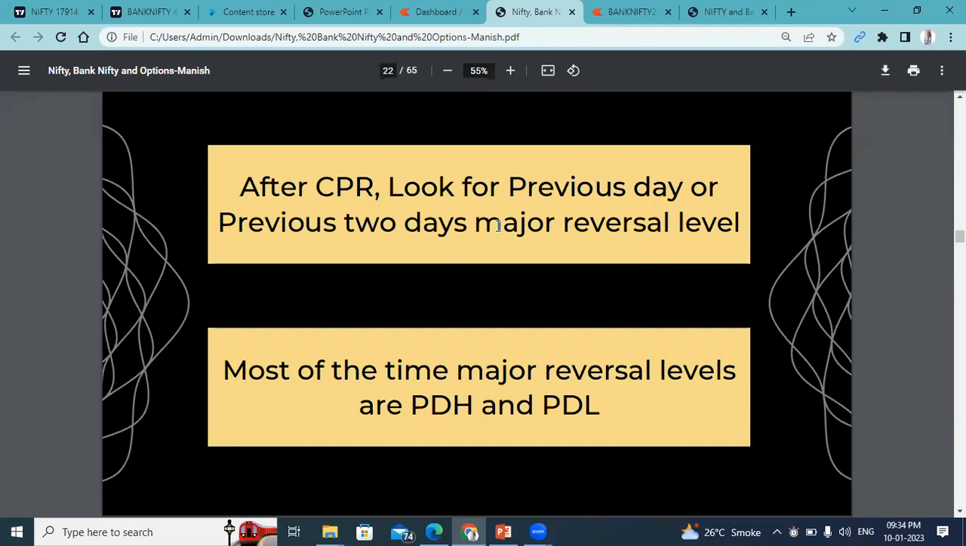So what are major reversal levels? See, major reversal levels are nothing but PDH and PDL, previous day high and previous day low. At times, Nifty and Bank Nifty will form a day high, and after the day high forms, you will see a big fall in the opposite direction. Or Nifty and Bank Nifty will form a day low, and after the day low forms, you will see a big recovery in the opposite direction.